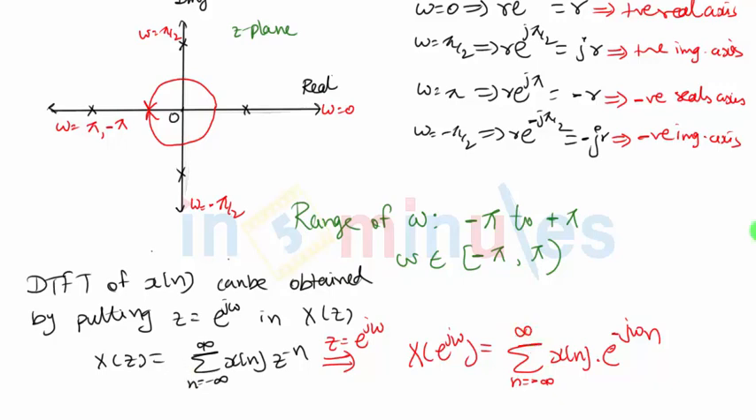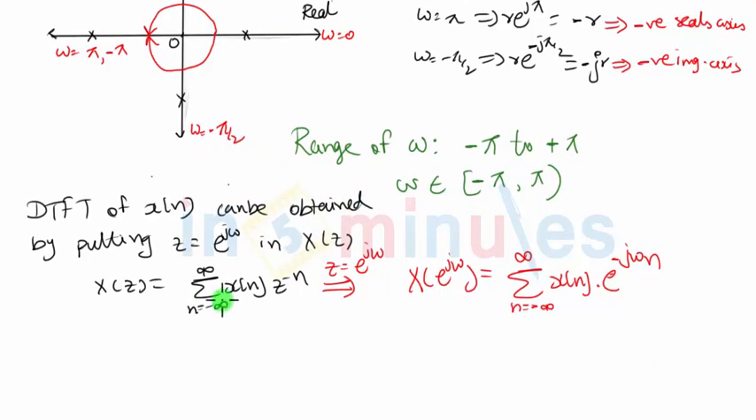So you can see there is a relationship between the z domain and the frequency domain, and that relationship is that z is equal to e raised to j omega. This is the important conclusion. If I replace z with e raised to j omega, then I can convert the z transform to the corresponding frequency domain representation, which is called the Fourier transform. So if I want x of e raised to j omega from x of z, all I have to do is put z equal to e raised to j omega.